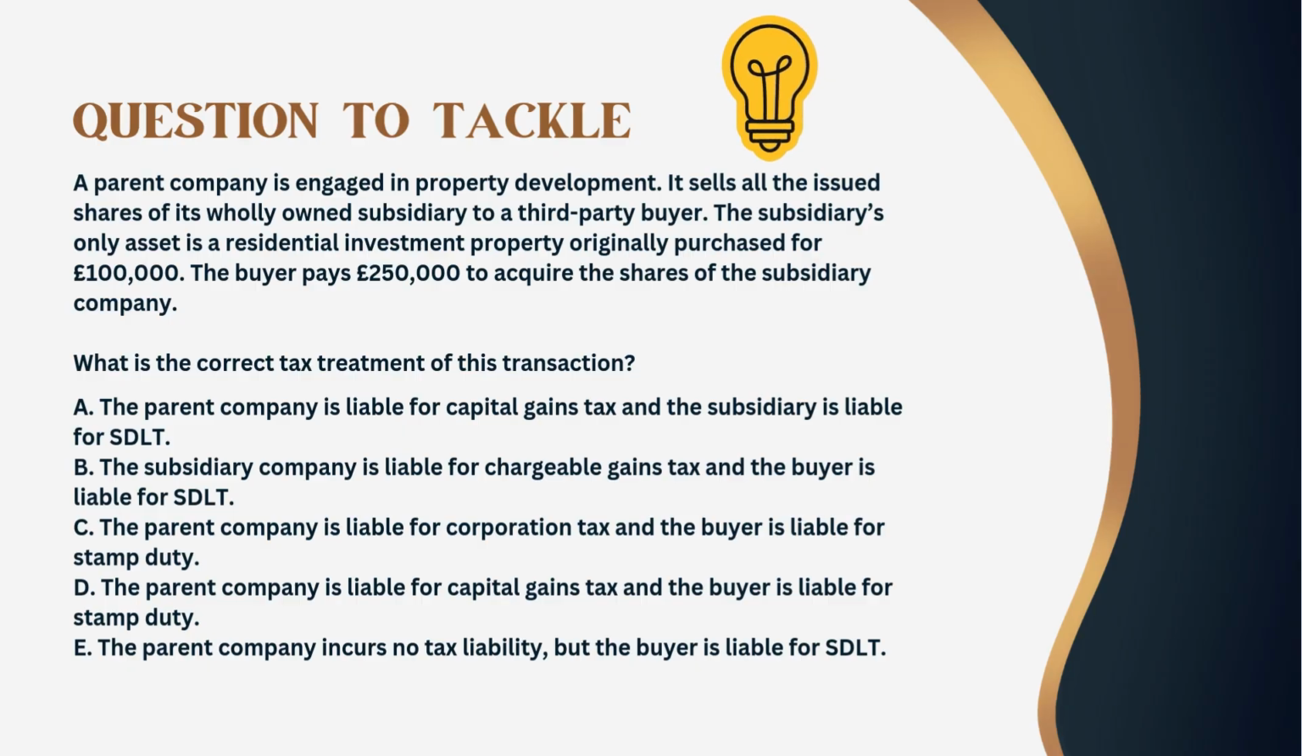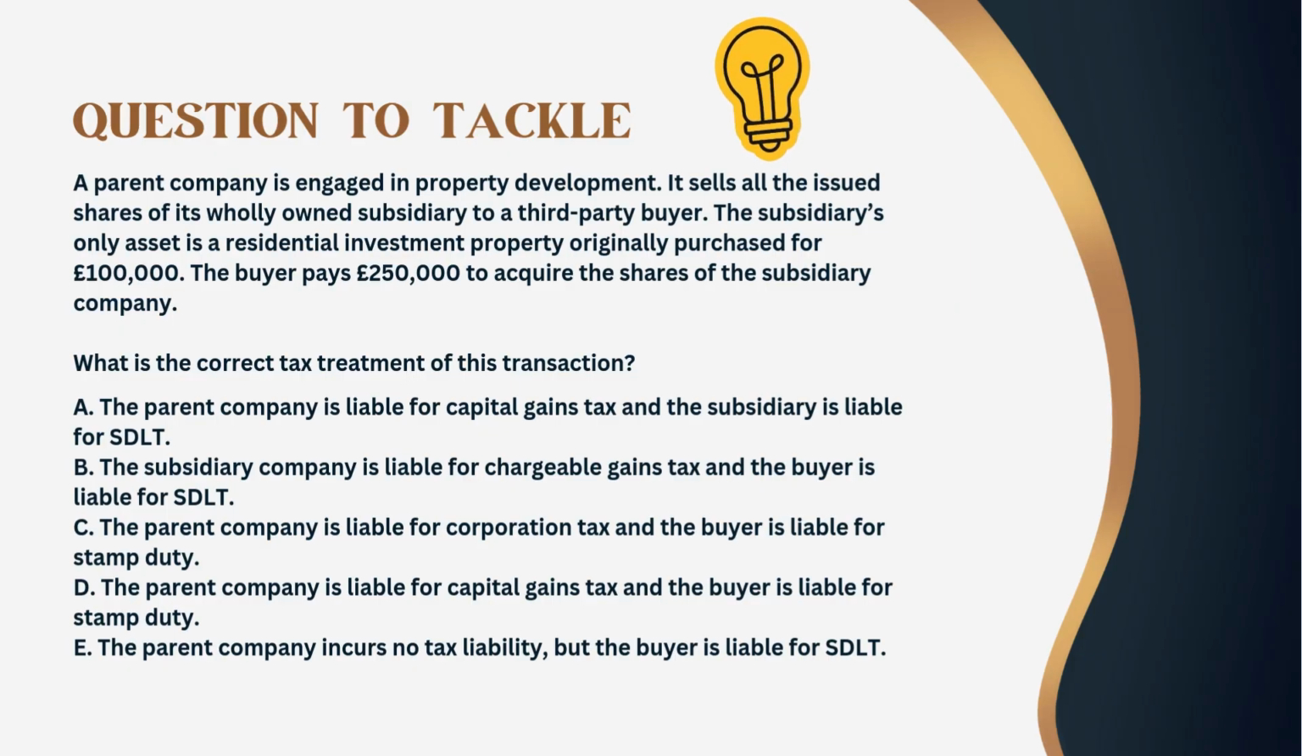It sells all the issued shares of its wholly owned subsidiary to a third-party buyer. The subsidiary's only asset is a residential investment property originally purchased for £100,000. The buyer pays £250,000 to acquire the shares of the subsidiary company. What is the correct tax treatment of this transaction?